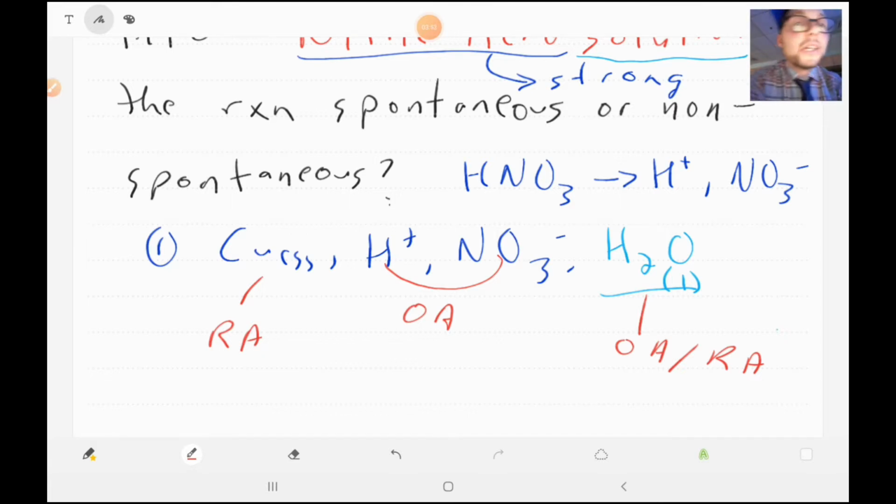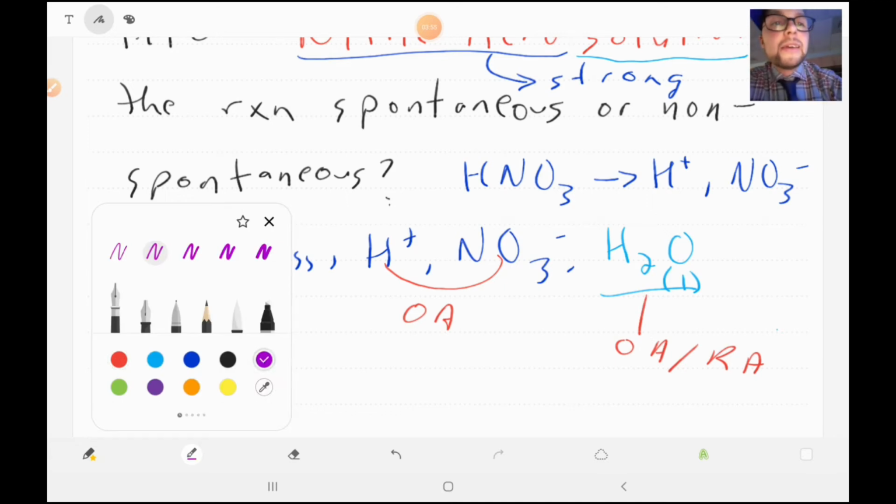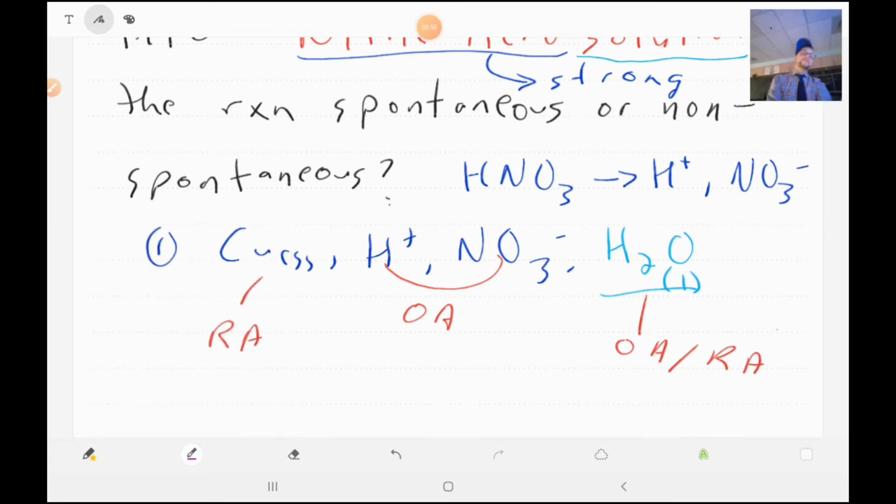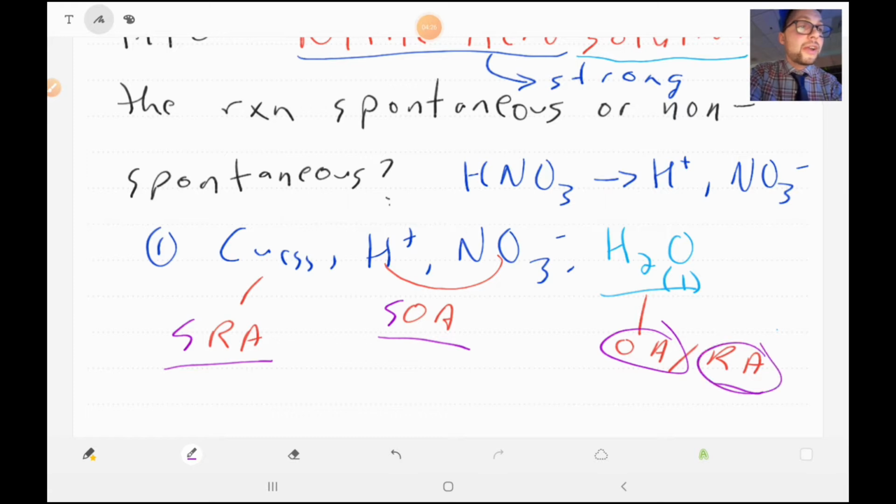Step two says to pick the strongest. Actually, this is still step one. We're going to pick the strongest out of each. And when we do that, we see that your H plus and NO3 minus were in fact the closest to the top. So we'll put that as an SOA. And copper was closer to the bottom than water. So copper is going to be the SRA. And although we do have an extra OA and an extra RA in the water here, all we really care about is the SOA and the SRA.